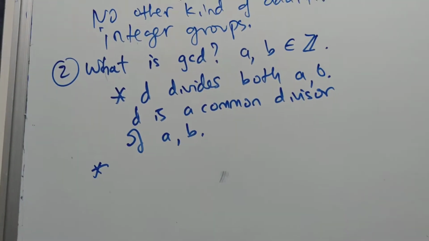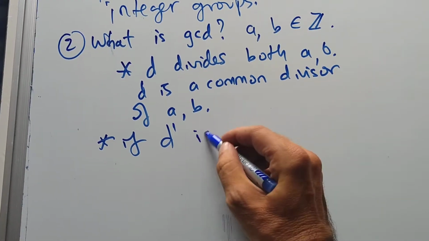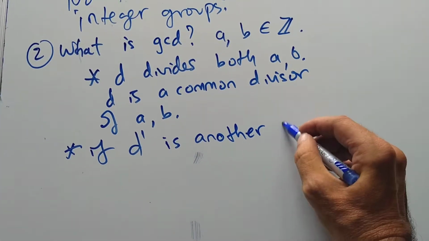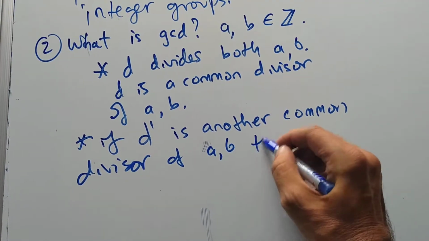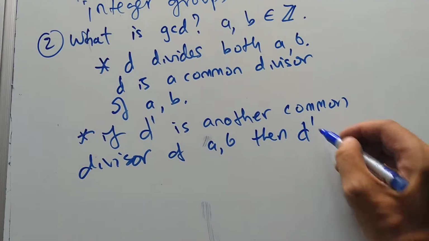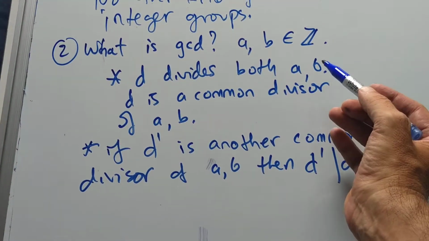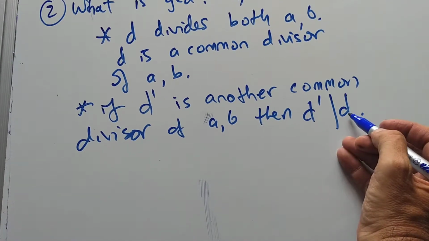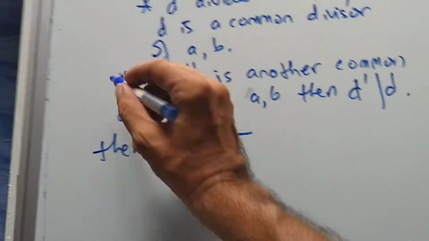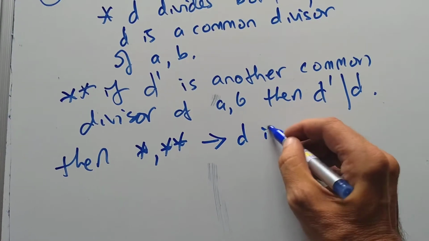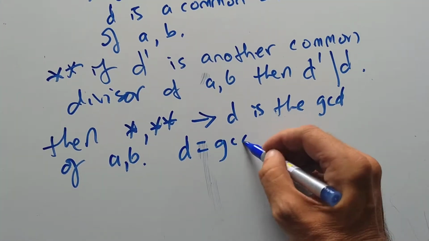And let's say we have another condition. If some other common divisor, D prime, is another common divisor of A and B, then D prime divides D. So if D itself is a common divisor of A and B, and if all other common divisors divide D, then points 1 and 2 imply that D is the GCD of A and B. We can write it like this: D is the GCD of A and B.